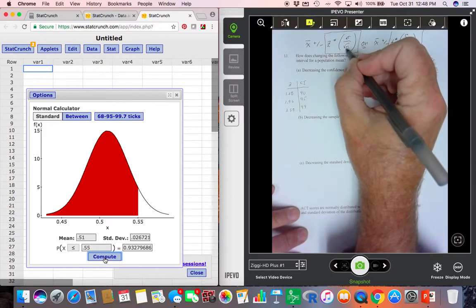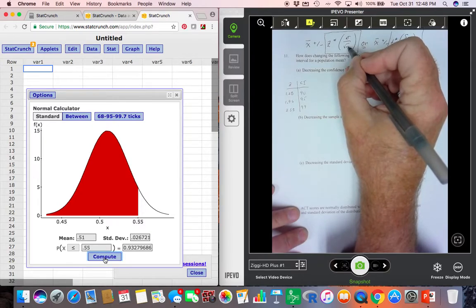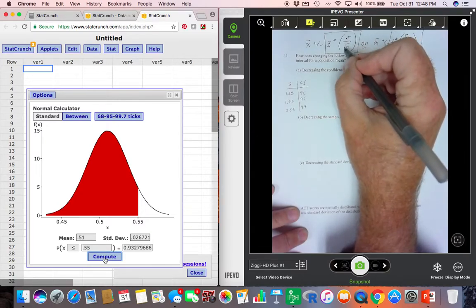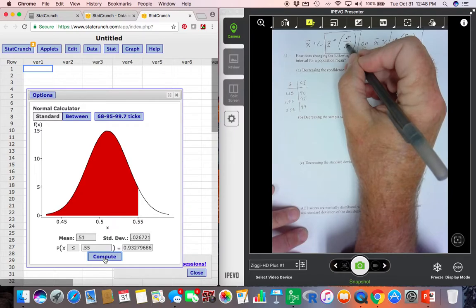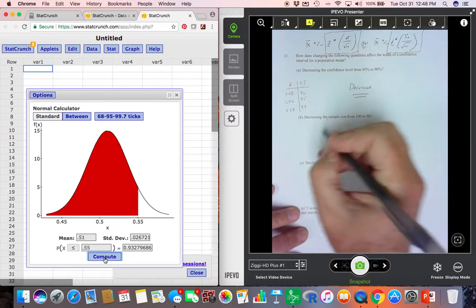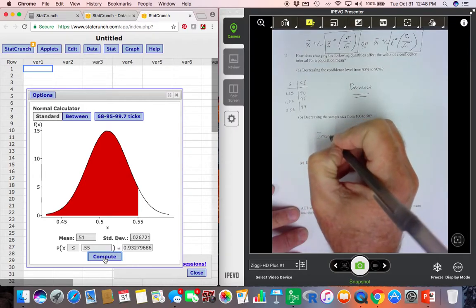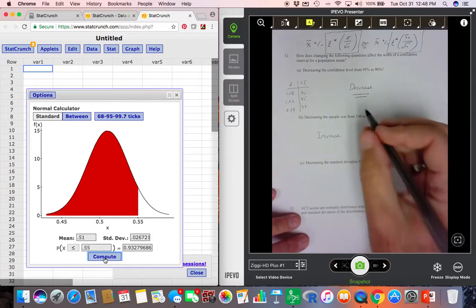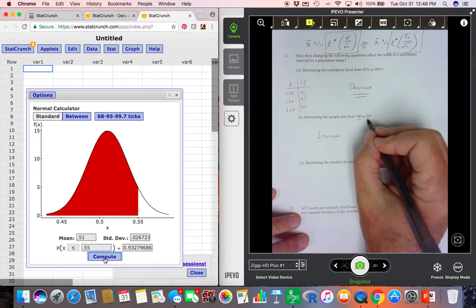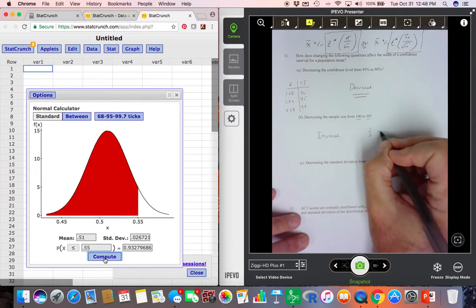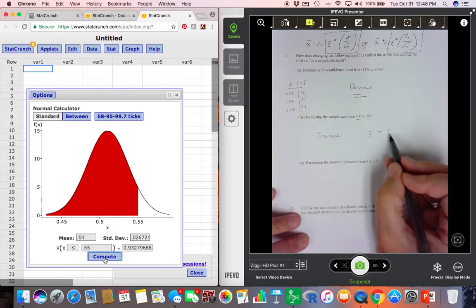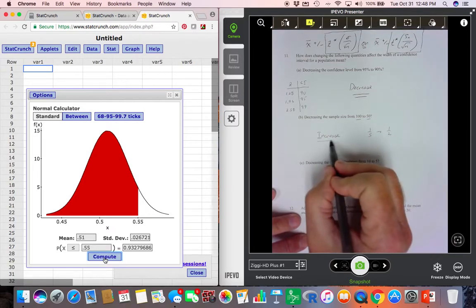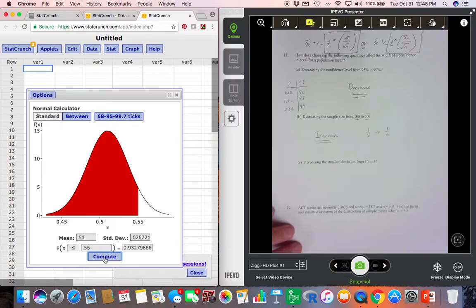All right, decreasing the sample size from 100 to 50. If we put a 100 there and change it to a 50, this value is going to decrease, which makes the total fraction increase, which means that our width will increase. Think about it. Take a bigger number and decrease it. This fraction's bigger, causing an increase.